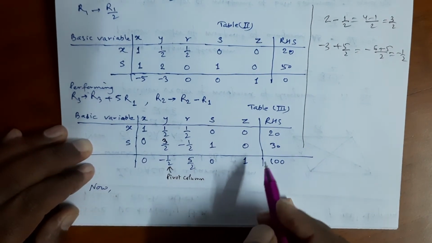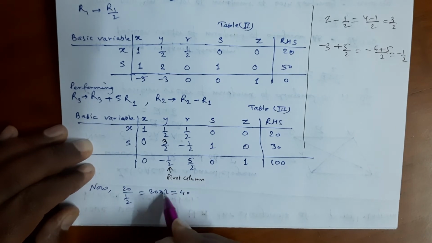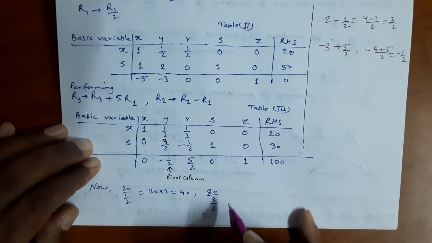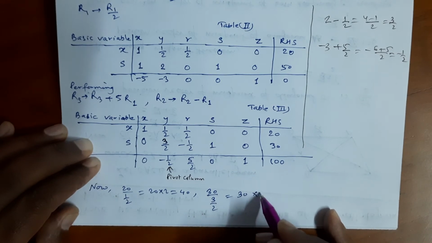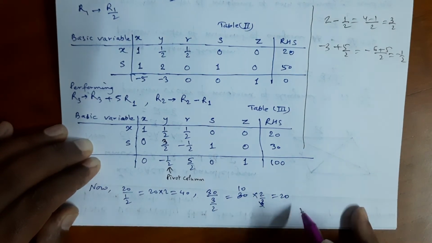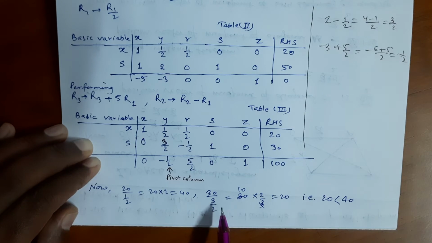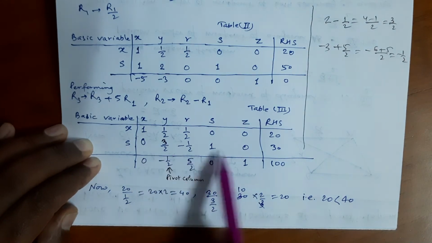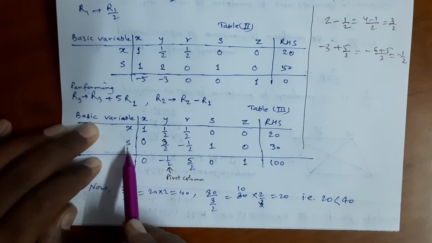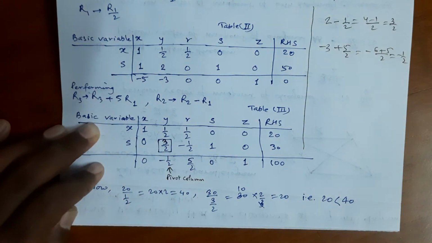Now here 20 divided by 1 over 2, that will be 20 times 2, which is 40, and 30 divided by 3 over 2, that will be 30 times 2 over 3, which is 20. That is, 20 is smaller than 40. So we have obtained this from the second row. The second row is the row containing the departing variable. This 3 over 2 is the pivot element.